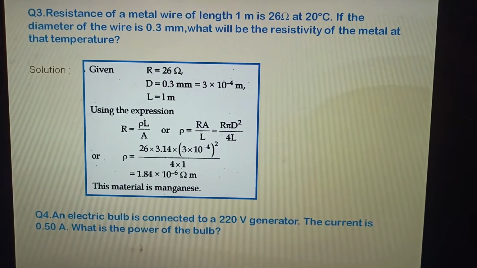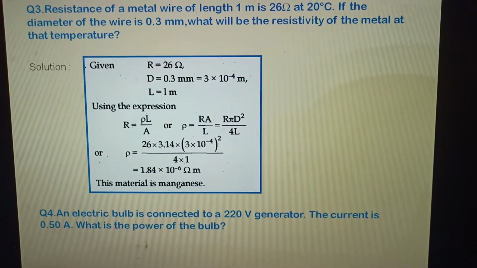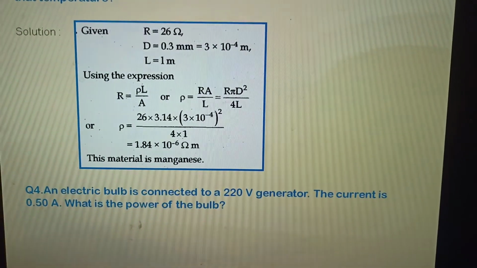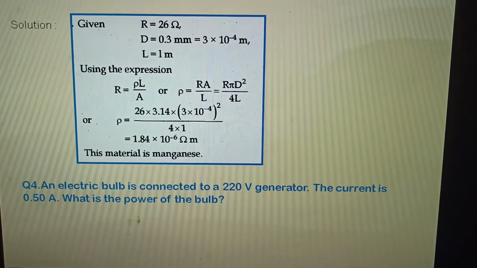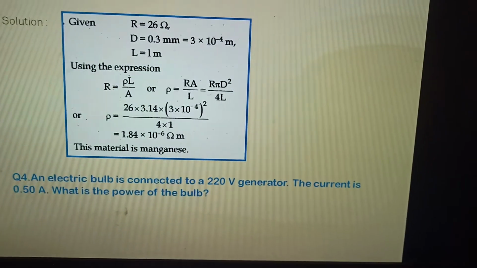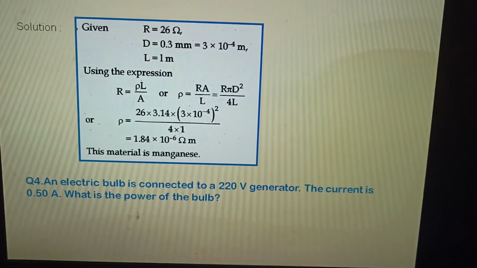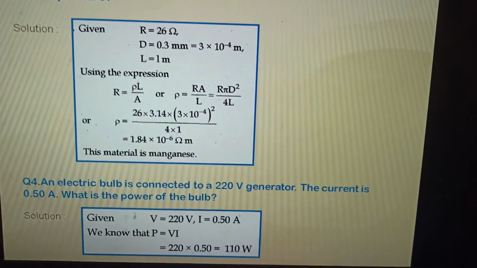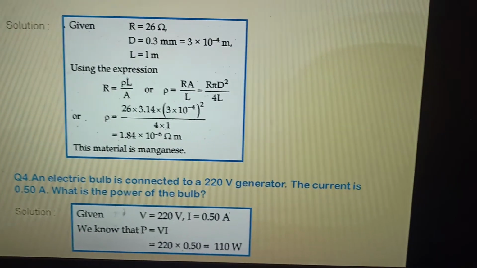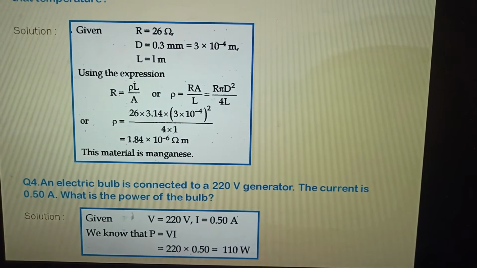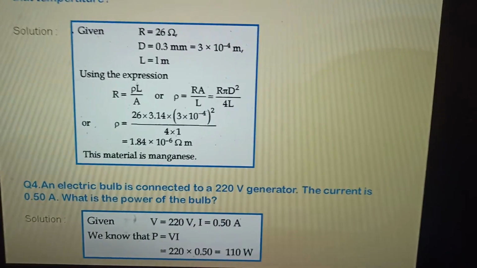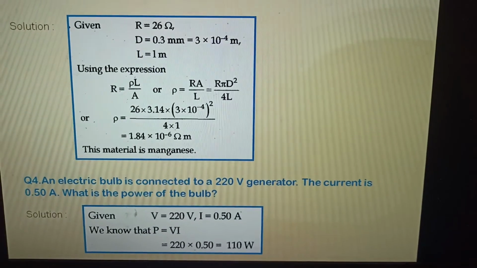Now here is another small numerical. An electric bulb is connected to a 220 volt generator. The current is 0.50 ampere. What is the power of the bulb? We know P equal to V into I, so we will use that. By using that we can easily calculate P equal to V into I, 220 into 0.50, and that is 110 watt. That is how we can calculate the power of the electric bulb.